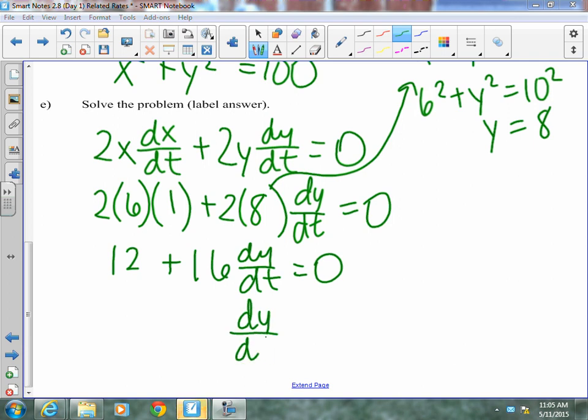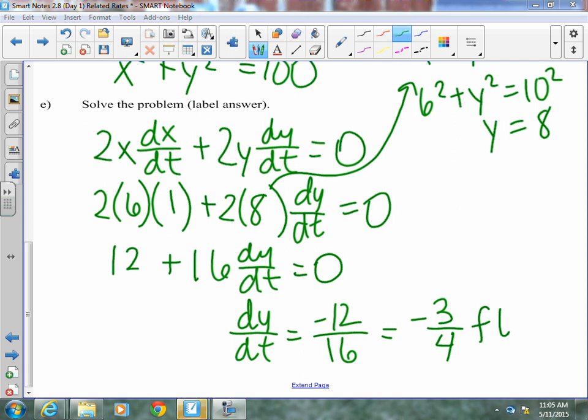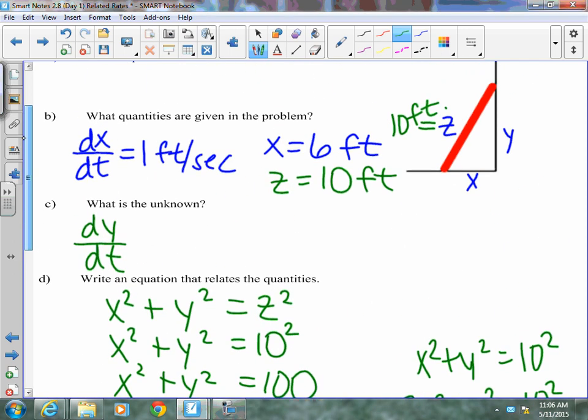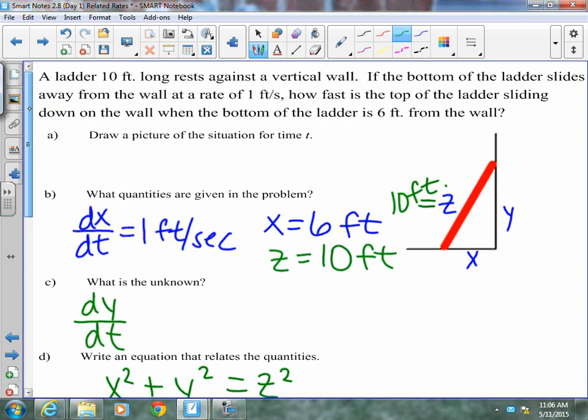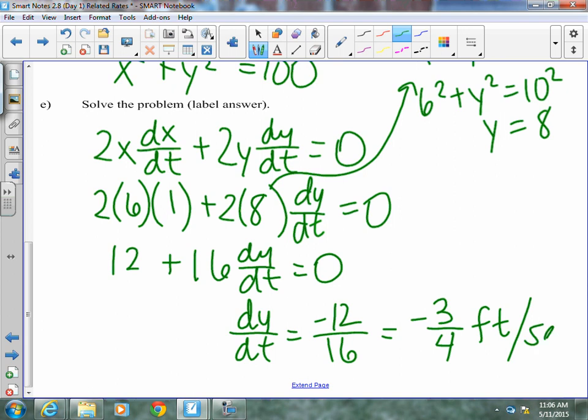So dy/dt equals negative 12/16, which is negative 3/4. And our label is feet for dy/dt. So y is measured in feet. t, I believe, was measured in seconds. So feet per second is our answer. And it should be negative because it is getting smaller.